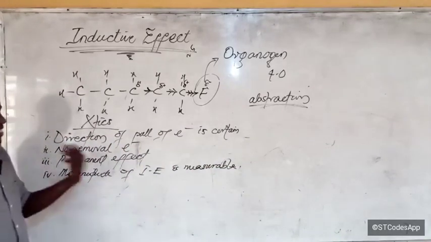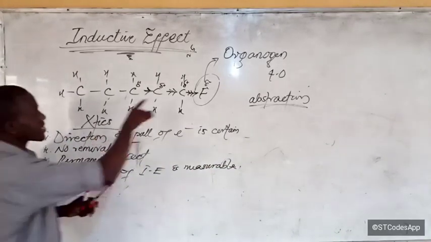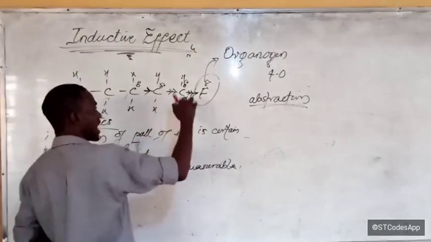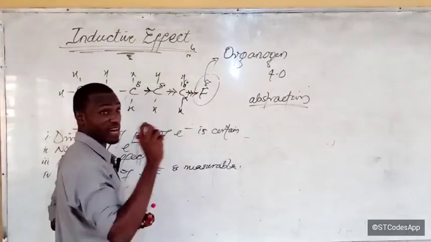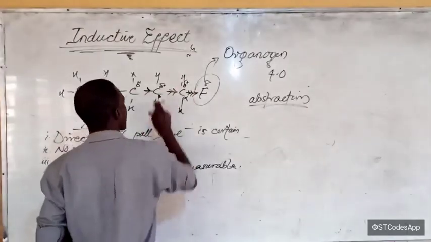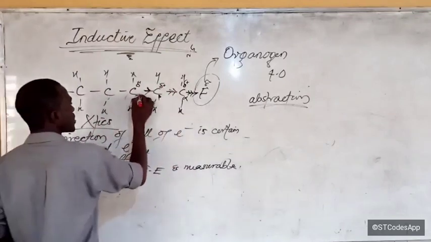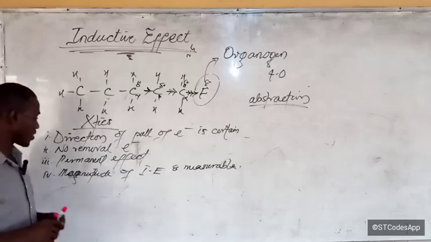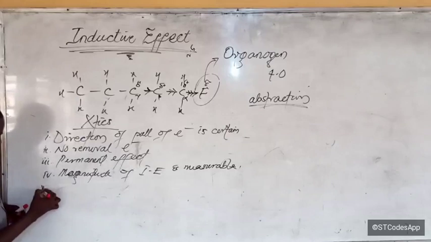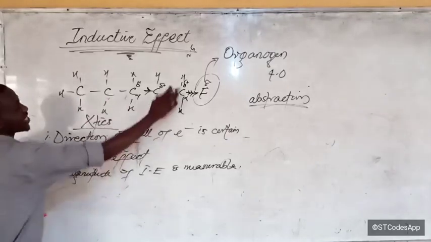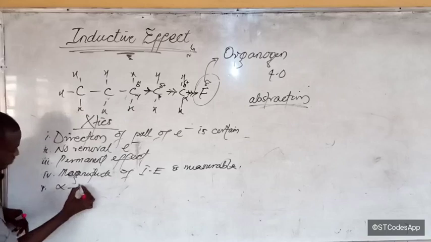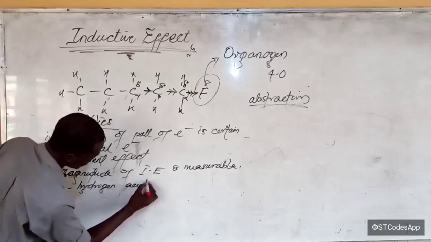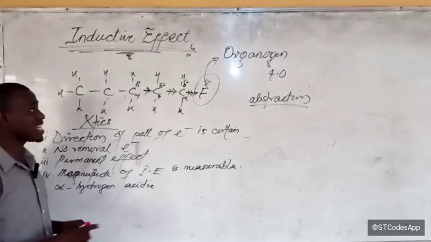The other thing is that the first carbon that experiences the highest inductive effect is called the alpha carbon, and the hydrogens attached to it are called the alpha hydrogen. This is called the beta carbon, and these are the beta hydrogen, and this is the gamma carbon, and these are the gamma hydrogen. Is that okay? It has been noticed that the alpha hydrogen becomes acidic, hence can be easily abstracted.